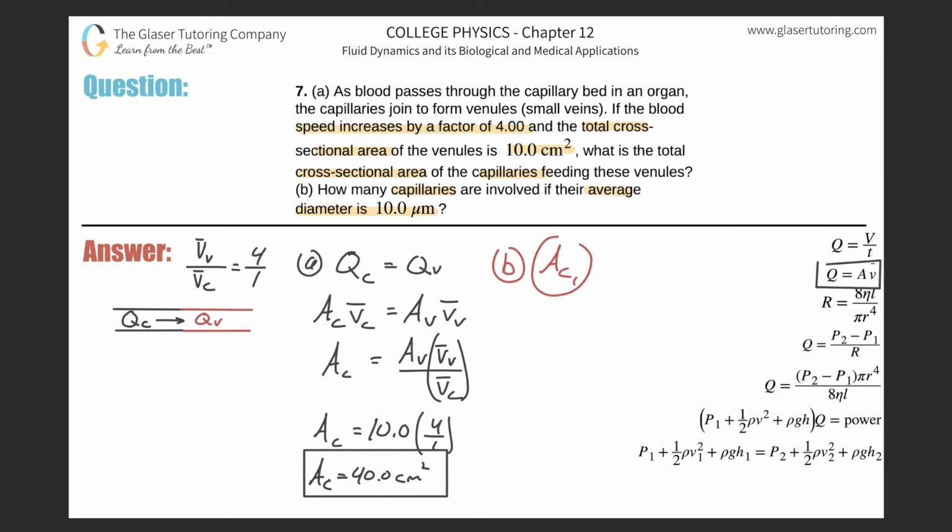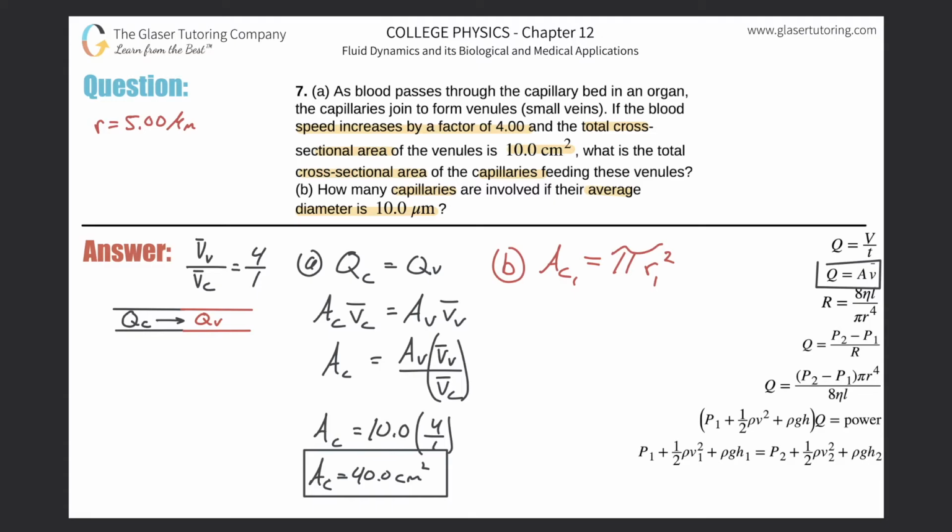Okay, so the first thing is I have to find the area of a single capillary. The area of a single capillary will be equal to, remember capillaries are cylindrical and the cross-sectional area is a circle. So it's going to be equal to pi, the radius of that single capillary squared. Well, they told us the diameter. So the diameter divided by 2 gives the radius. So the radius of a single capillary is going to be 5.00 micrometers.